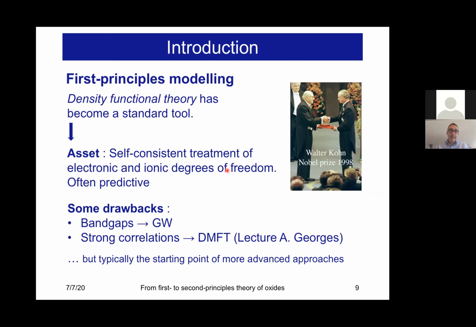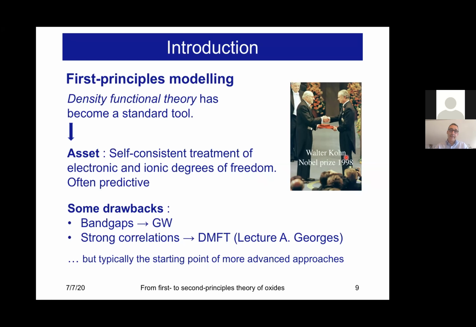And I would say that at the first principles level, density functional theory has become a standard tool. This theory is very interesting in the sense that it allows the self-consistent treatment of electronic and ionic degrees of freedom together. And in many cases, it is predictive. It's becoming so popular nowadays, and it was already at the end of the 90s, but it's even more true nowadays, that Walter Kohn got the Nobel Prize of Chemistry in 1998 for this theory.